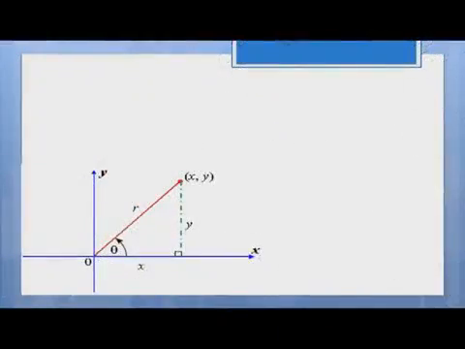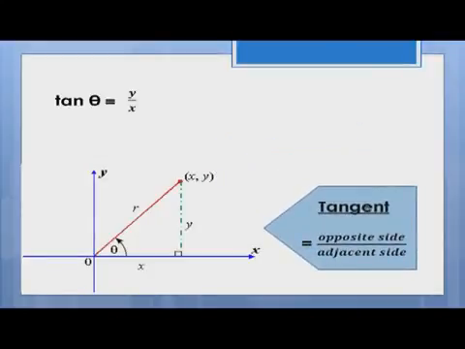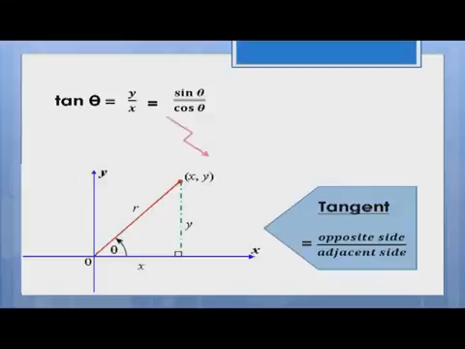Now, let's move on to the tangent. Tangent is defined as the opposite side over the adjacent side. The opposite side is y, and the adjacent side is x. Because y is equal to sine theta and x is equal to cosine theta, we derive that tangent theta is equal to sine theta over cosine theta.